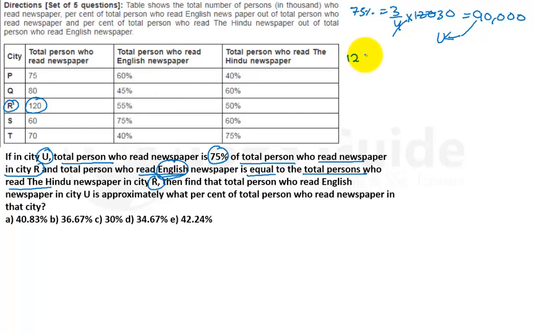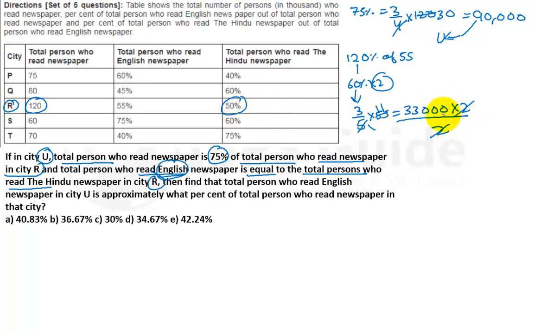120% of 55 is easy to calculate. How? We know that 60% into 2 is the same as 120%. The fractional value of 60% is 3 by 5. So 3 by 5 of 55 is 33,000. Just double this to get 120%, so multiply it by 2. Clear? Now he is saying English newspaper readers equal the total persons who read the Hindu newspaper in city R. If I take 50% of this, divided by 2, we get the people who read Hindu newspaper in city R.